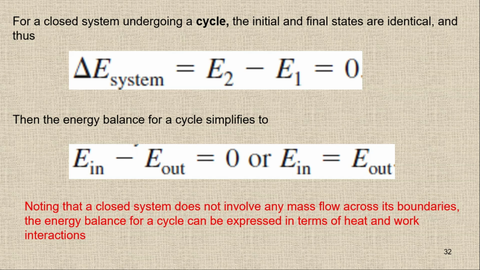Noting that a closed system doesn't involve any mass flow across its boundary, the energy balance for a cycle can be expressed in terms of heat and work interaction. So you can see there is no mass at all for a closed system. But when we study chapter number 5, which deals with the energy balance for open systems, then we will study the mass flow rate as well.